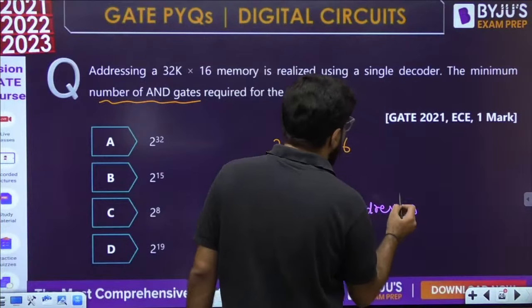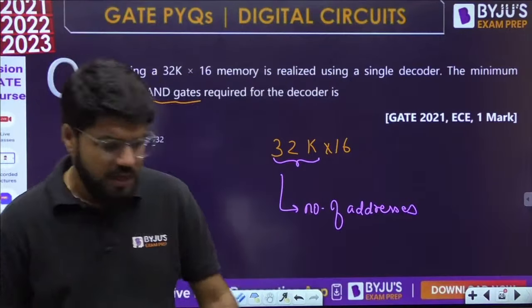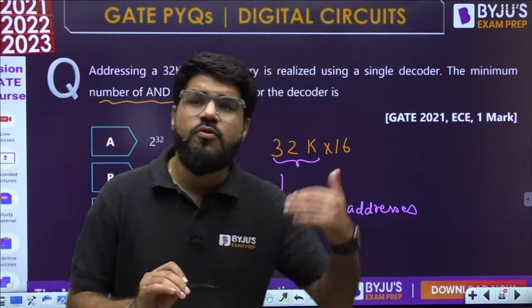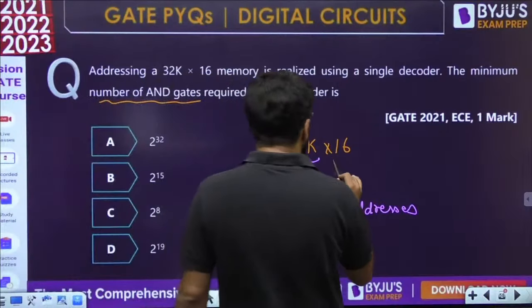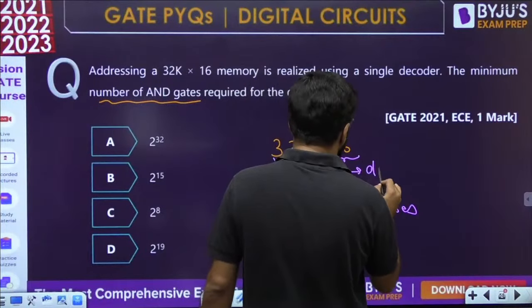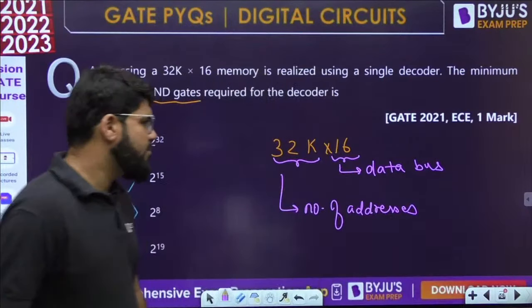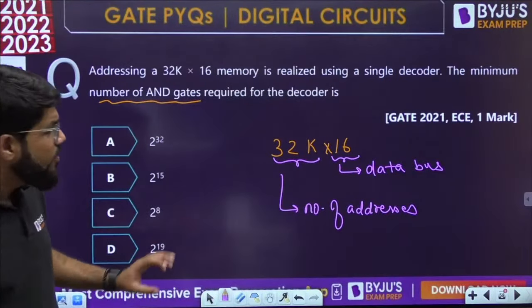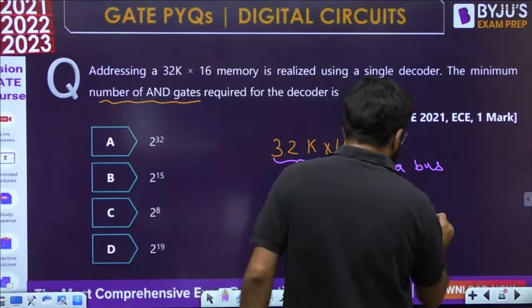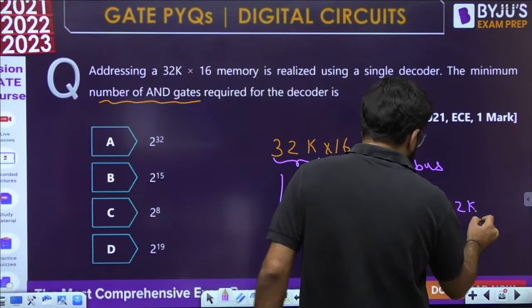What is the role of decoder in memory? It's a fundamental question from memory. The role of the decoder is to form addresses. And the 16 will represent the size of the data bus, the size of a single register of the memory also, you can say. So how many addresses do I have? 32k addresses.